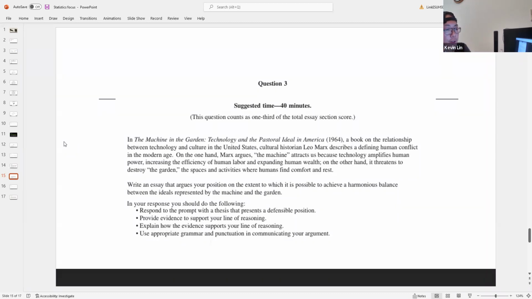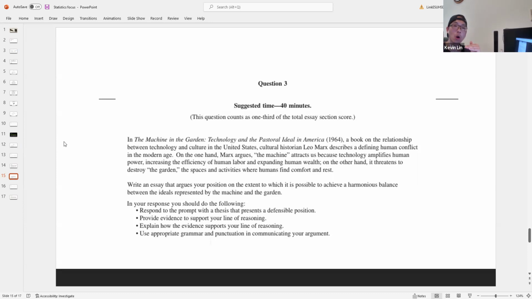So here's the question. Write an essay that argues your position on the extent, how can you measure that, right? The extent to which it is possible to achieve a harmonious balance between the ideals represented by the machine and the garden. So the question really is this: can we find that middle ground between machine and garden? Or is it always going to be more machine than garden?